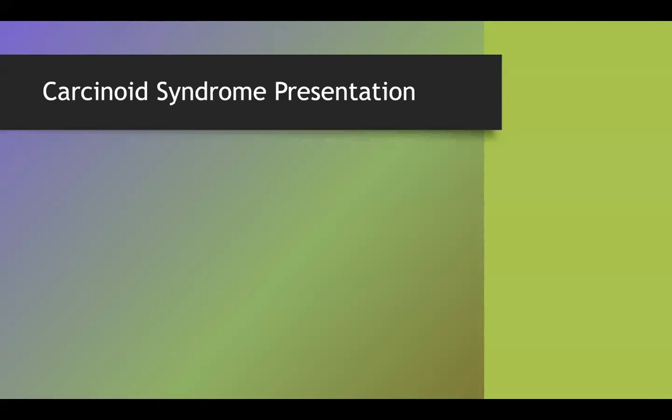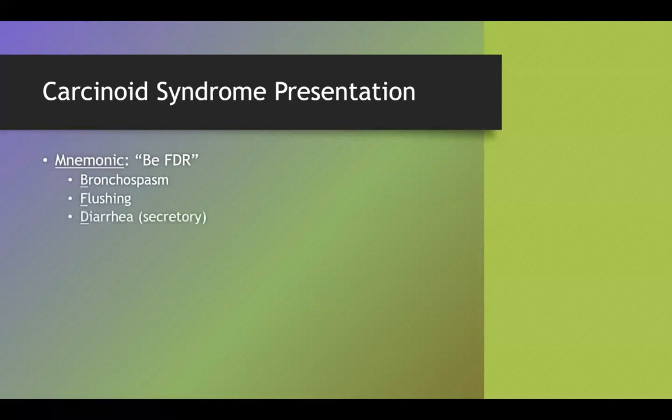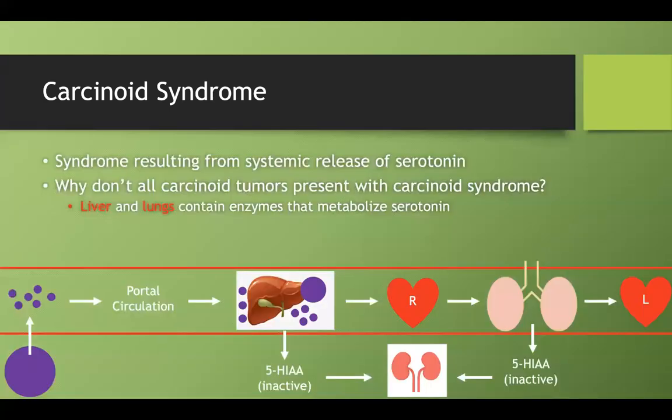So when we talk about the presentation, there's a common mnemonic called BFDR. Our B is for bronchospasm, our F is for flushing, our D is for secretory diarrhea, and our R is for right-sided heart defects. And again, notice that our lungs are preventing serotonin from reaching our left heart and causing damage to the left heart, so you'll only see right-sided defects.